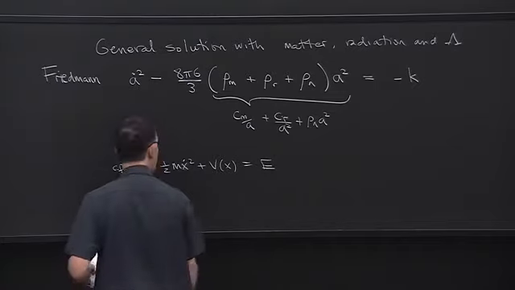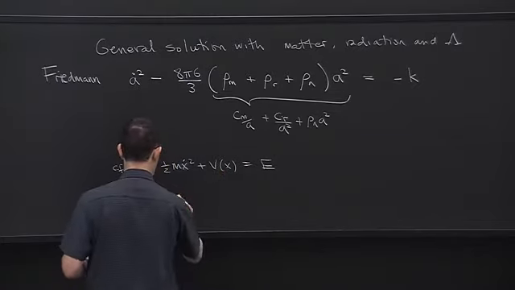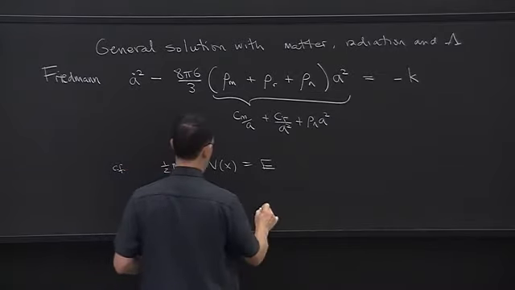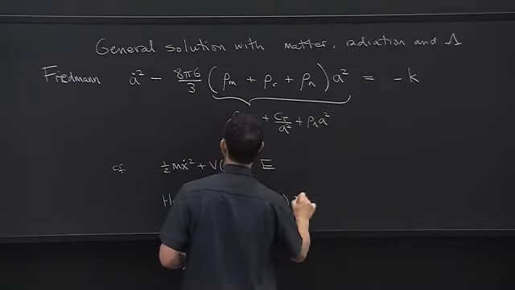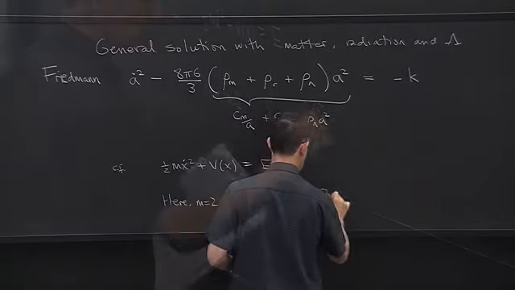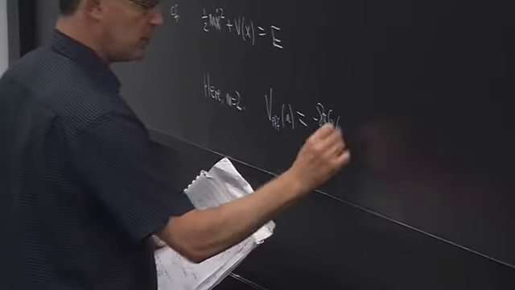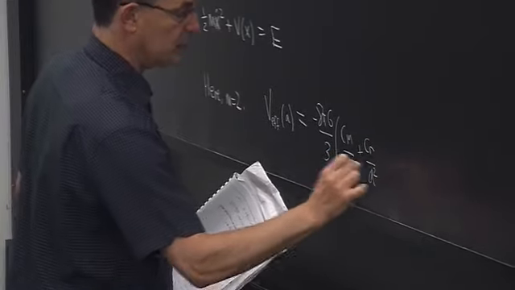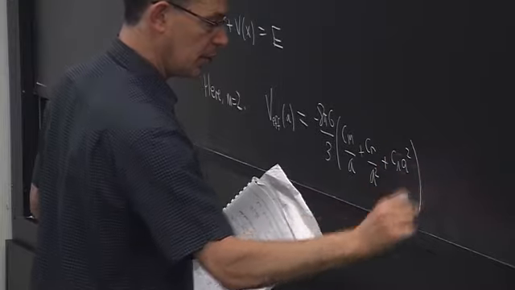So here m equals 2, and V effective of A is equal to minus 8 pi G over 3 times (Cm over A plus Cr over A squared plus C lambda A squared).